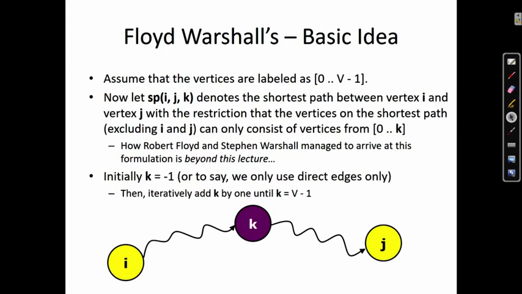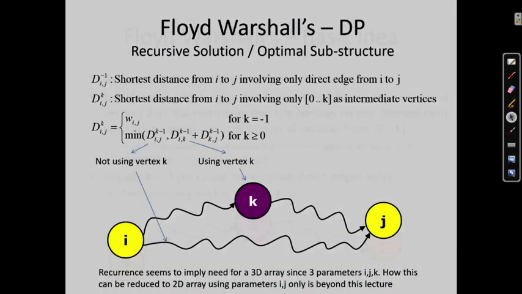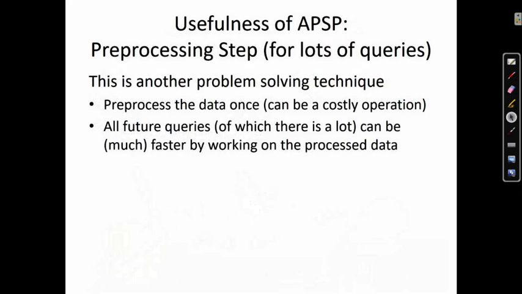So how did Floyd-Warshall, the guy who invented this, come to the conclusion that I only need 2 dimensions? We'll leave it to some other further courses to explain this to you. Basically this is the recurrence for it. But in this recurrence you will need 3 dimensions, 3 parameters. So you can read this on your own. I won't talk about this.